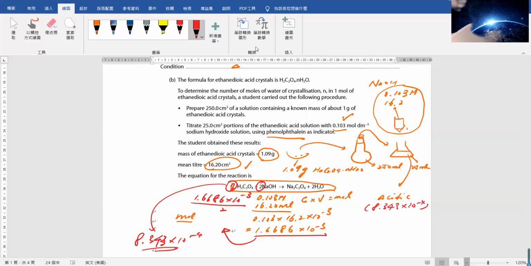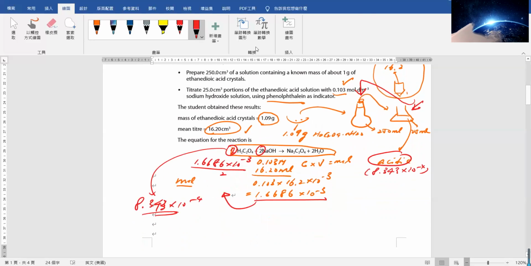Listen, the mole in this conical flask. But what's the mole? What's the total mole of the acid? Originally you have 250 ml and you extract 1/10, 25 ml, for titration. So after getting the number of mole of the acid in 25 ml, if you want to work out the original number of mole of the acid in the volumetric flask, you have to times it by 10 because you just get 1/10 out for titration, okay?